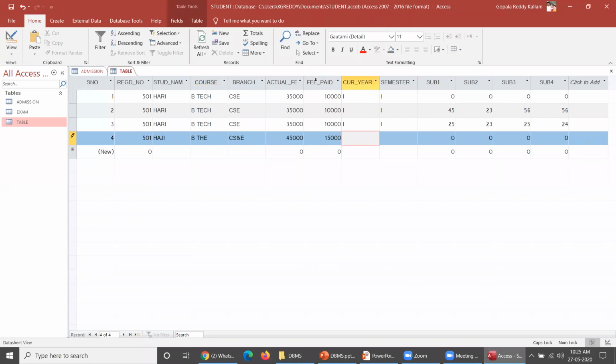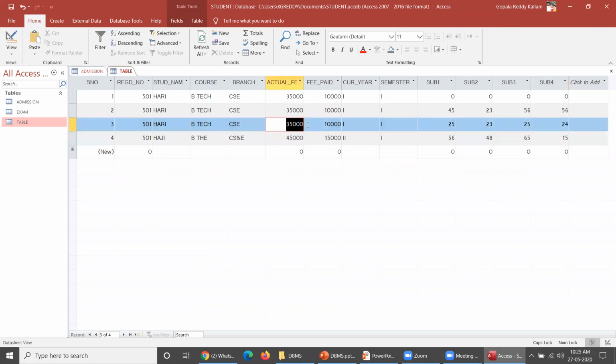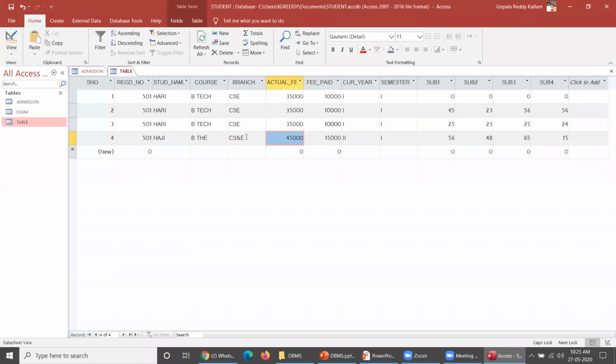He is right now studying first year, but I have entered second year and first semester. And marks will be 56 and 76, something like this. You could see these 3 different types of marks have been entered by me. All these marks are related to first year, first semester, and in first year, first semester he was supposed to pay 35,000. As of this moment he has paid only 10,000. But here you can see he is studying CSE, not CS and E.